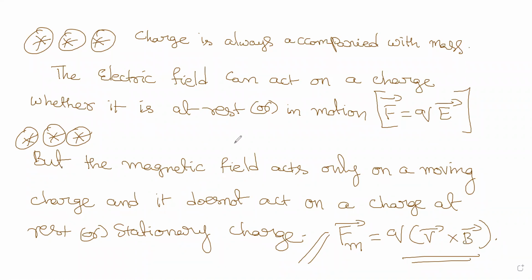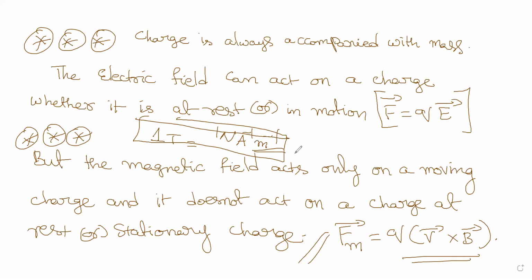Oh, I think I made a mistake in the Tesla unit. One Tesla is 1 Newton ampere inverse meter inverse, not meter square. Please change it. It is meter inverse. One Tesla is 1 Newton ampere inverse meter inverse. I did a mistake.